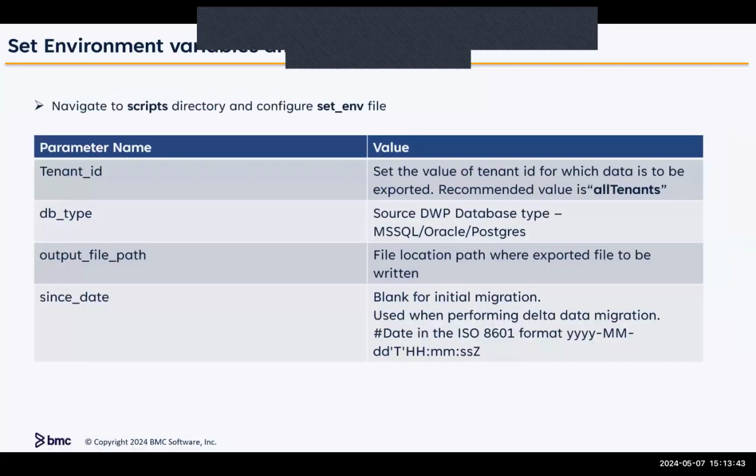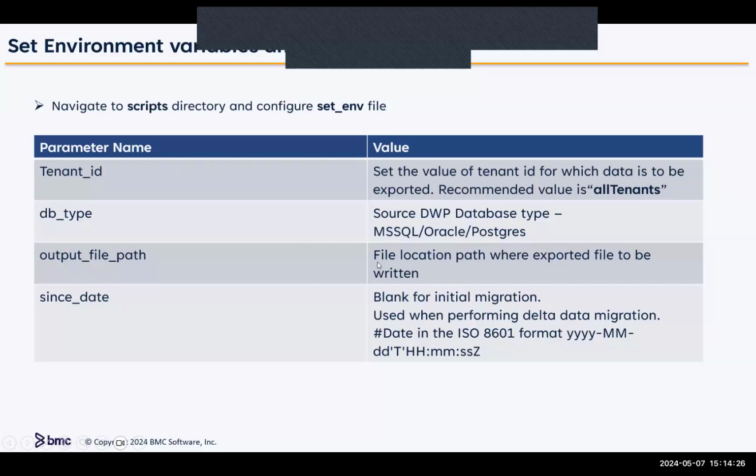So let's move on to the set underscore environment file. This file can be found under the scripts directory, and it has the following parameters, like the tenant ID. The value which we set in tenant ID will be used to extract the data. So the recommendation is to set it as all tenants in case of both single tenant and multi-tenant environments. Next is DB type. As we have discussed, based on our source database type, whether it's MS SQL, Oracle, or Postgres, we need to input the value for this field accordingly.